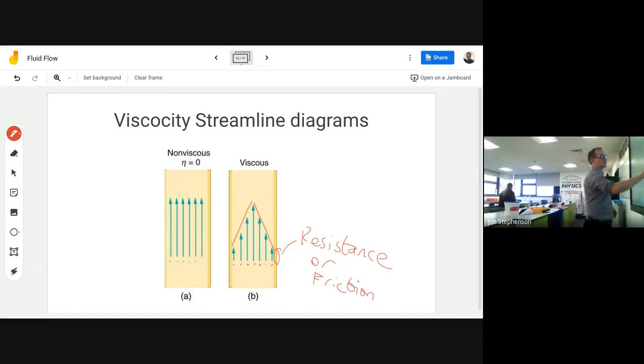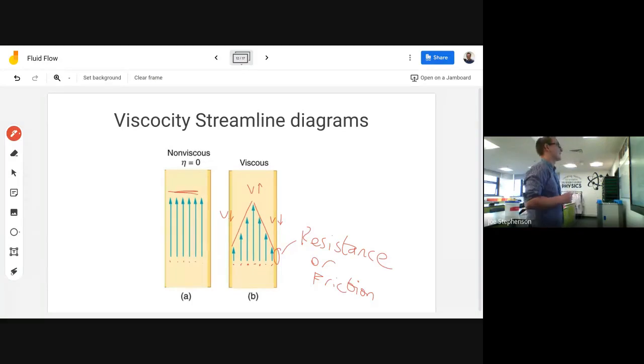So what you could actually say is velocity of the molecules here is high, and here the velocity is low, and here the velocity is low. Whereas here, the velocity is the same all the way across that tube. Okay, so that's the key thing to note in terms of the streamline diagram. So we'll get that idea that you've got non-viscous and viscous, and you'll get a kind of combination between the two if you've got very different levels of viscosity.